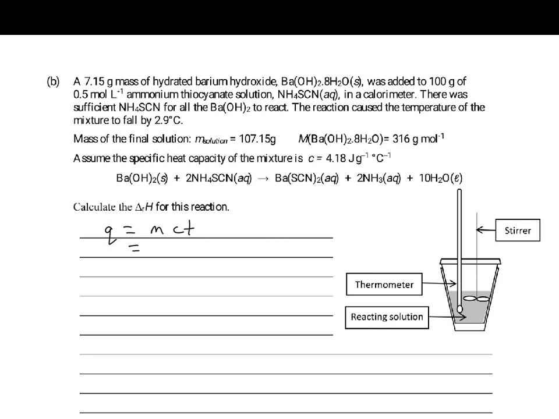So m stands for the mass of the solution or whatever you're dealing with. C is the specific heat capacity, so how much energy it takes to heat up 1 mol of a solution by 1 degree. And ΔT is the temperature change. So in this particular case, we've got 7.15 grams of barium hydroxide added to 100 grams of water. So when you add the 2 things together, that gives you a total mass of 107.15.